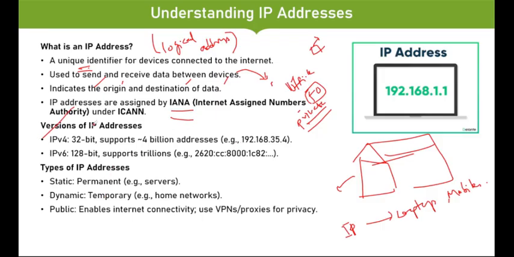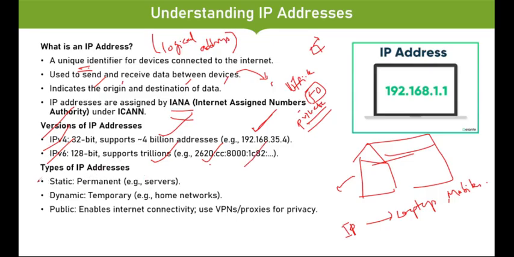Then the versions of the IP address. There are two versions, IPv4 and IPv6. IPv4 is 32-bit, and this is how it looks. This is what we are using right now. It supports 4 billion addresses, whereas the 128-bit IPv6 supports trillions of IP addresses. So it can generate trillions of IP addresses. This is how it looks.